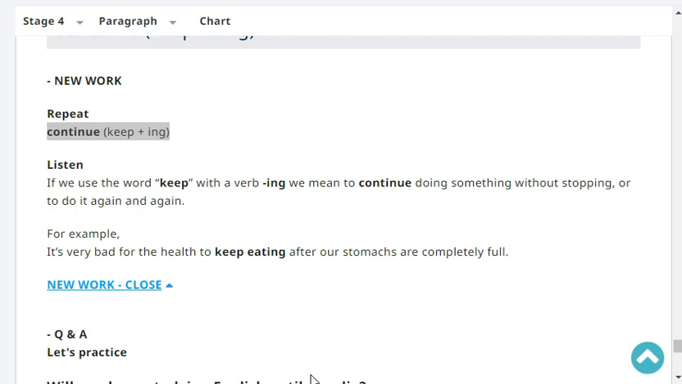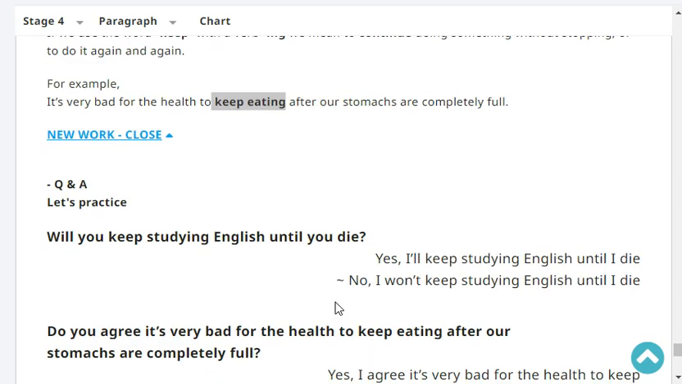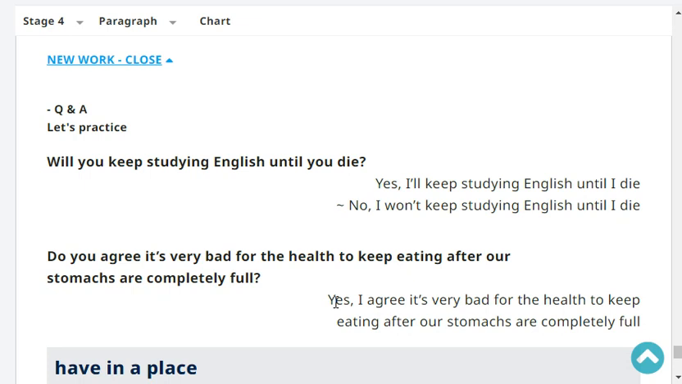For example, it's very bad for the health to keep eating after our stomachs are completely full. So it means continue eating. Other examples are keep walking, keep running, keep sleeping, keep working. Okay, let's practice. Do you agree it's very bad for the health to keep eating after our stomachs are completely full?